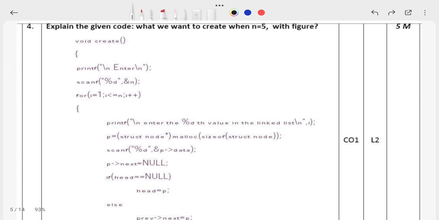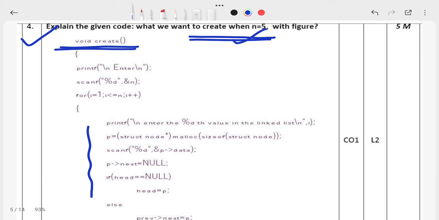I also wanted to check how many people are learning the coding. We also explained this code during the class. So in this code, you are creating a total number of 5 nodes, because n is equal to 5. This is the creation, you are creating the node. So this is a very famous code. We also explain it in the exam.